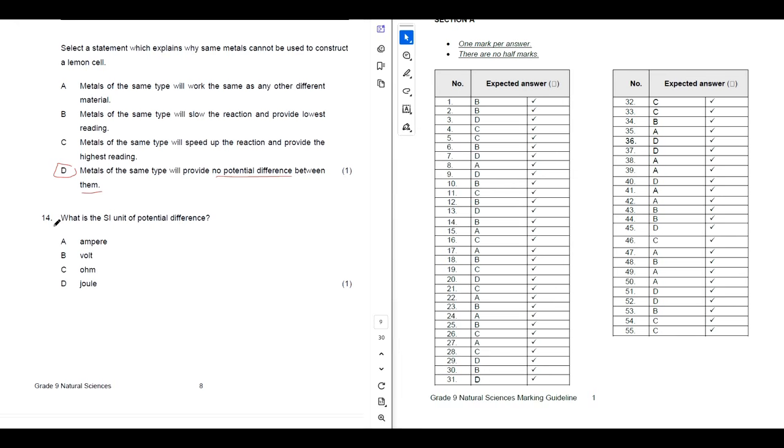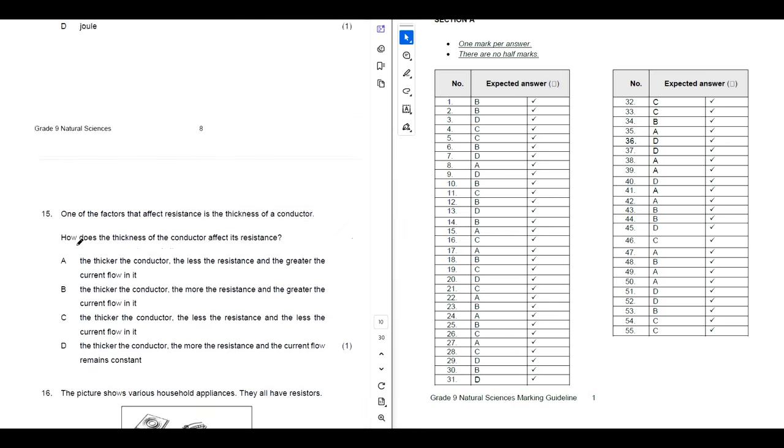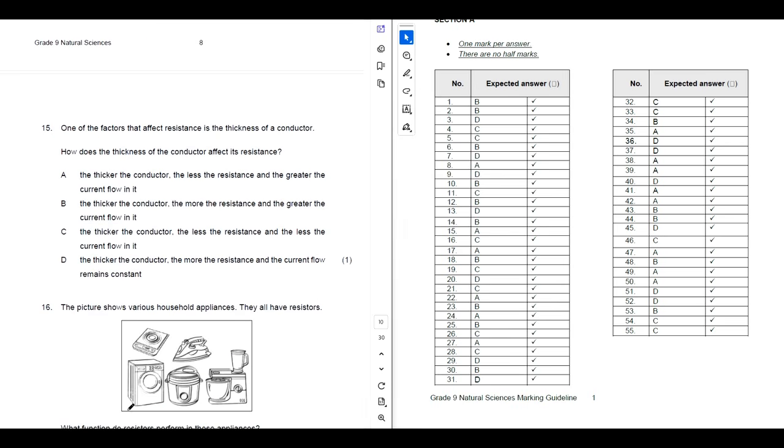Question 14 says, what is the SI unit of potential difference? If we check here, we can see that our answer will be B, which is volt. Then next we will move to question 15.